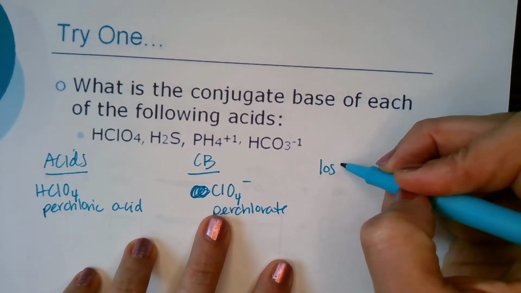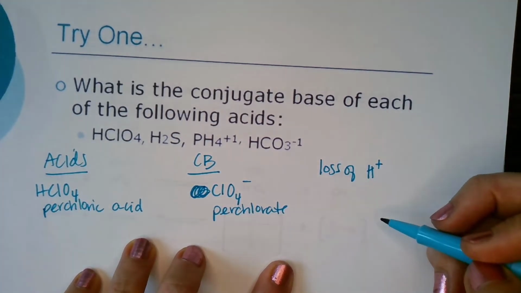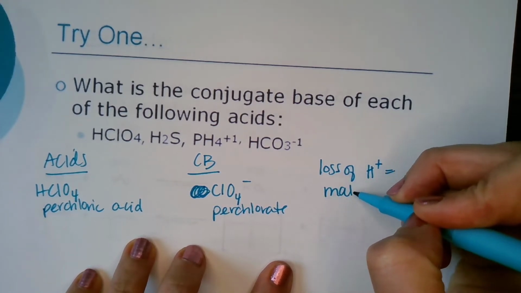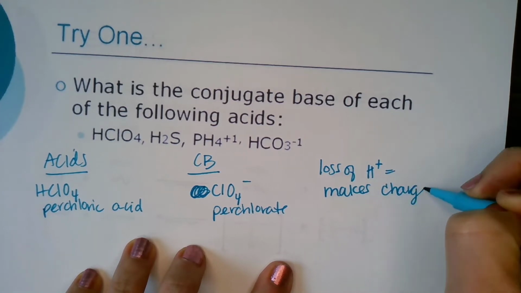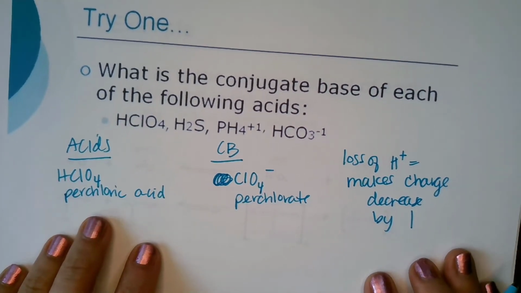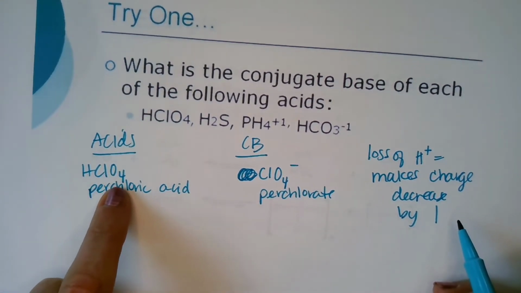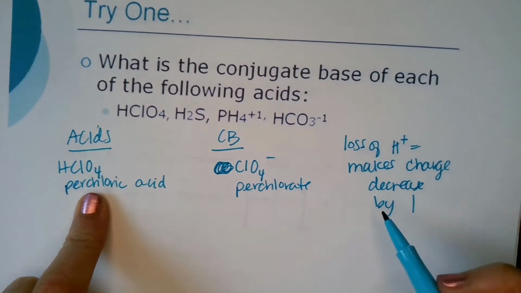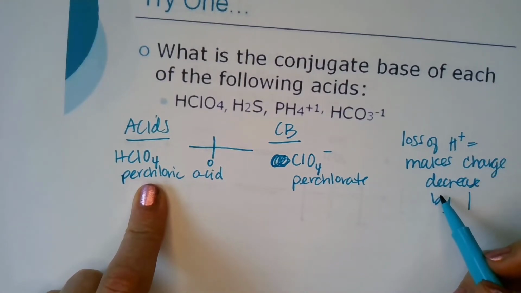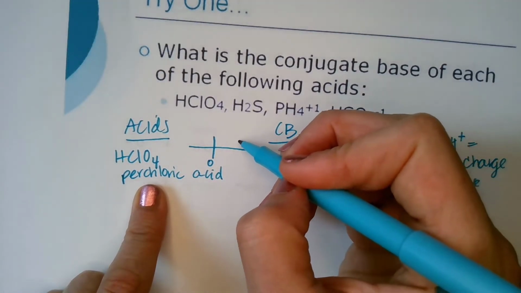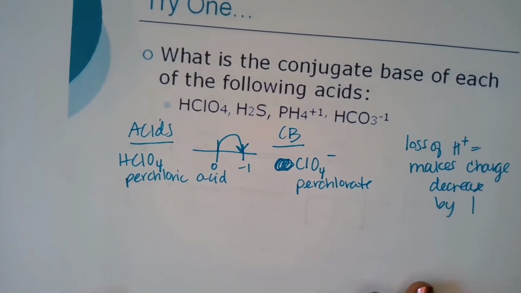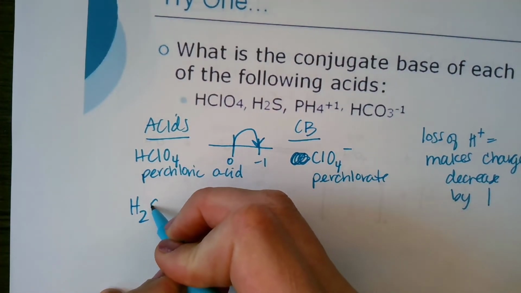And again, remember, we're losing the hydrogen. By the loss of a hydrogen, the charge decreases by 1. If you think on the number line, HClO4, perchloric acid, had a neutral charge, 0. And if it's going to decrease by 1, it's going to go down to -1.